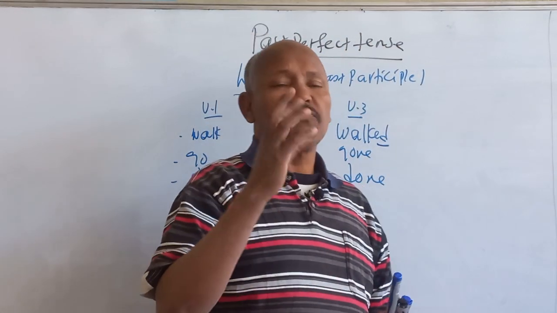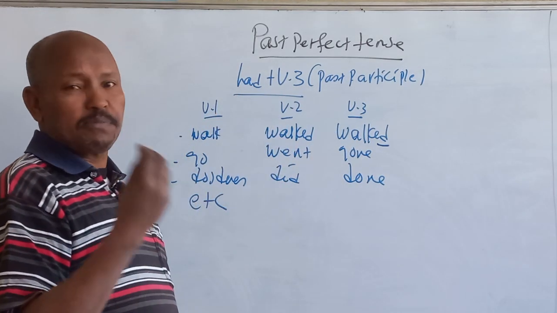How can we give examples using the form had plus verb 3?